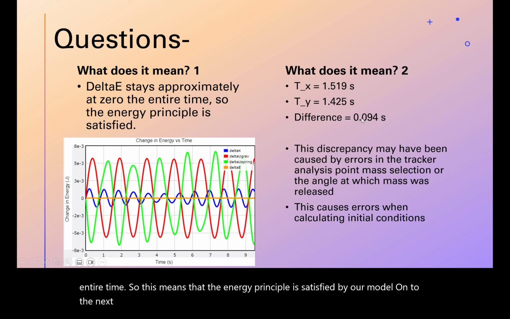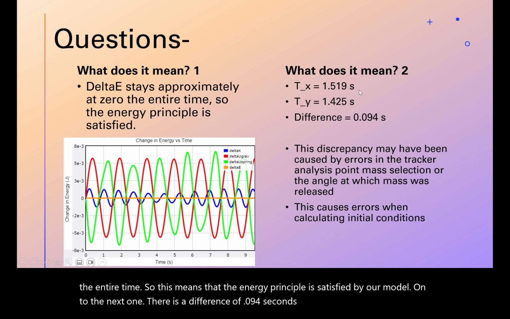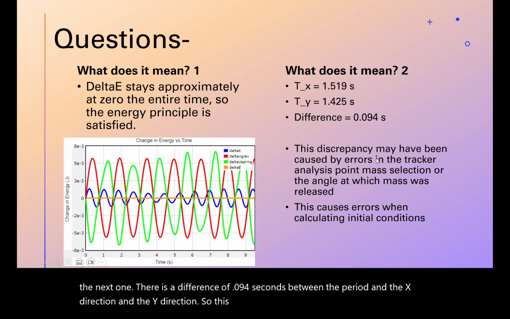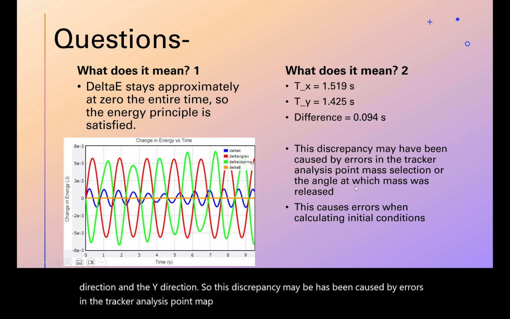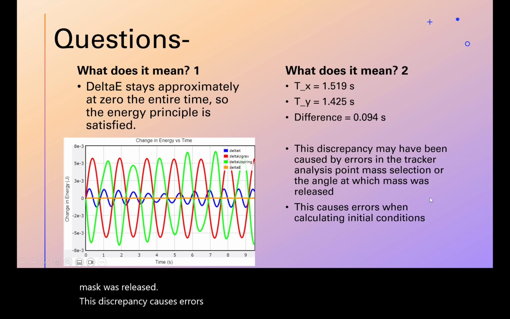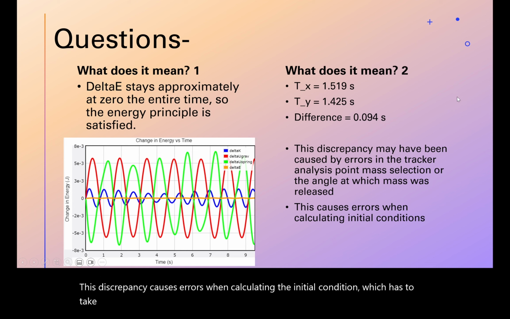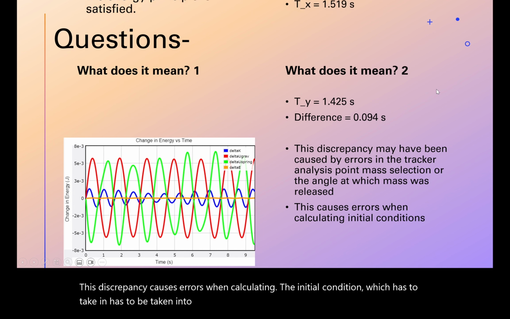There is a difference of 0.094 seconds between the period in the x direction and the y direction. This discrepancy may have been caused by errors in the Tracker analysis point mass selection, or because of the angle at which the mass was released. This discrepancy causes errors when calculating the initial conditions, which has to be taken into account.